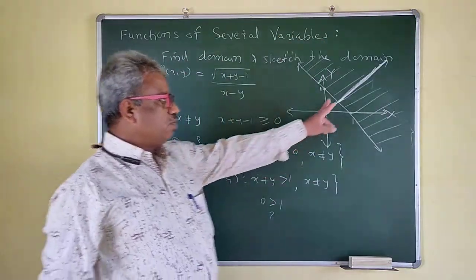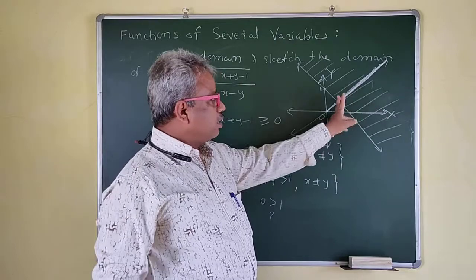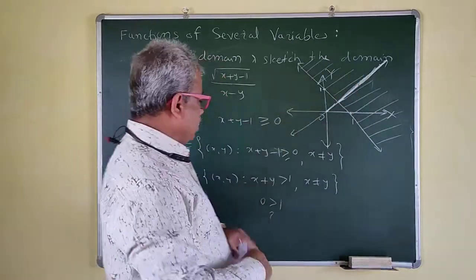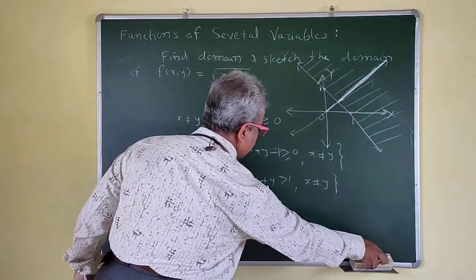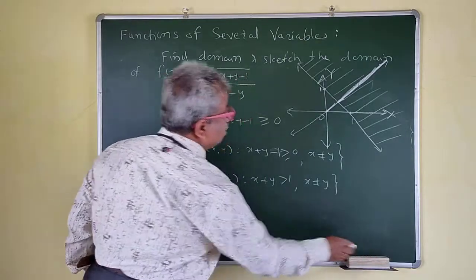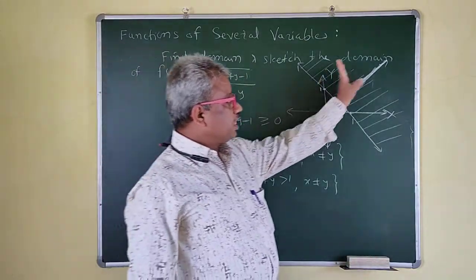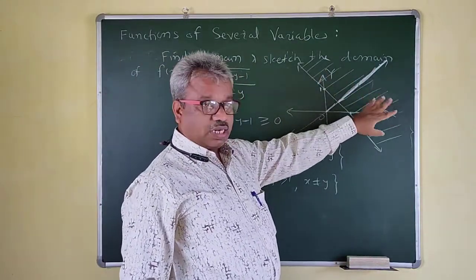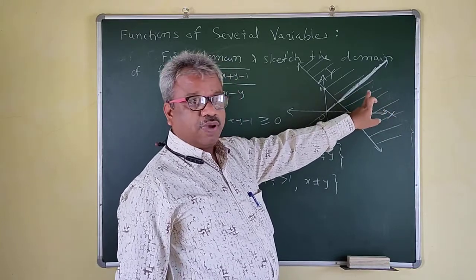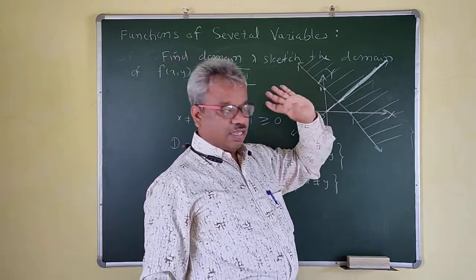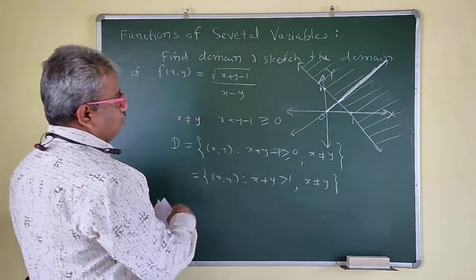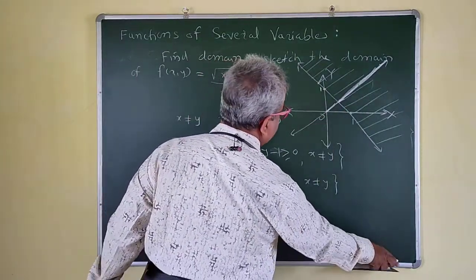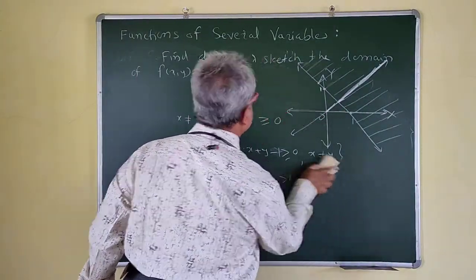Now x not equal to y means don't take the points on the line. So your domain is the shaded region, excluding the values of x and y where they are equal. Okay, so in this way you can sketch this domain.